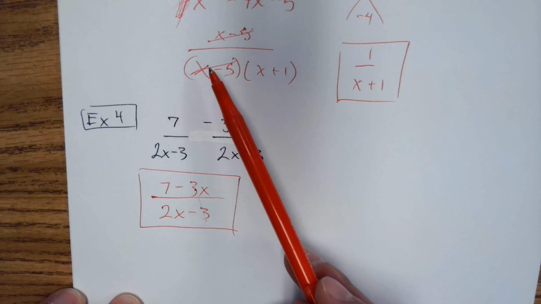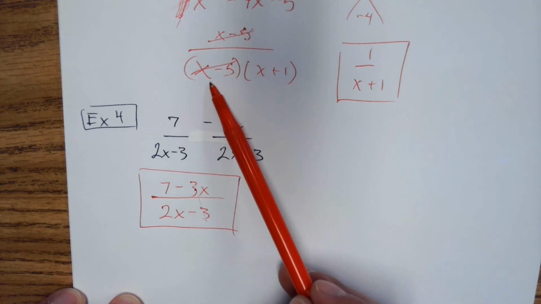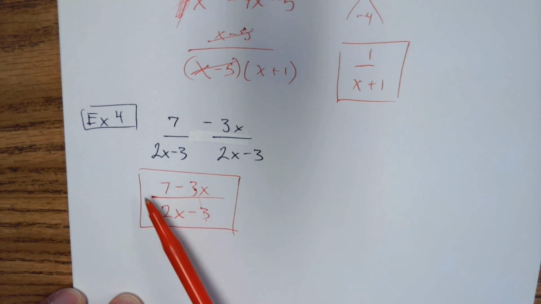Just like this, it's not just an x that we're canceling out. We're canceling out the whole entire term, x minus 5, x minus 5. So this we consider as one term, 7 minus 3x.